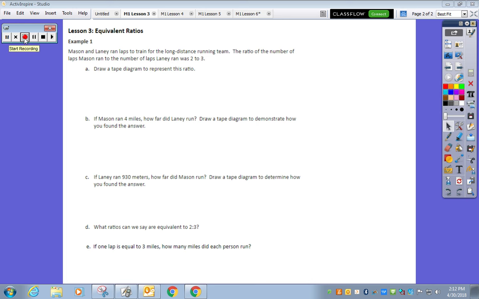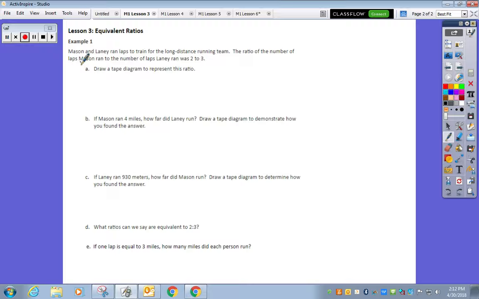In Lesson 3, we're going to look at equivalent ratios. Example 1 says Mason and Laney ran laps to train for the long-distance running team. The ratio of the number of laps Mason ran to the number of laps Laney ran was 2 to 3. So right here, this is telling us the order of the ratio.